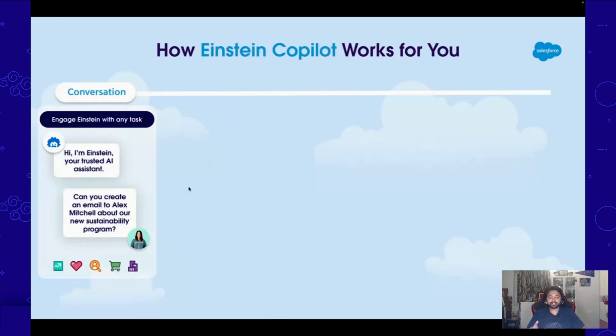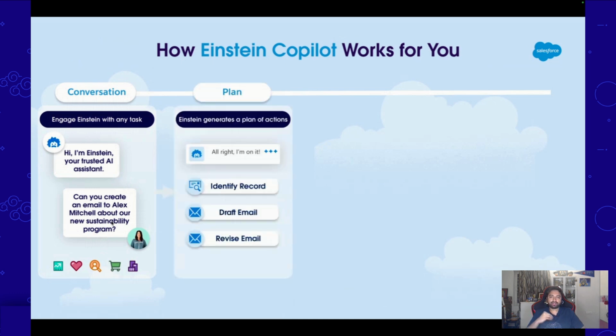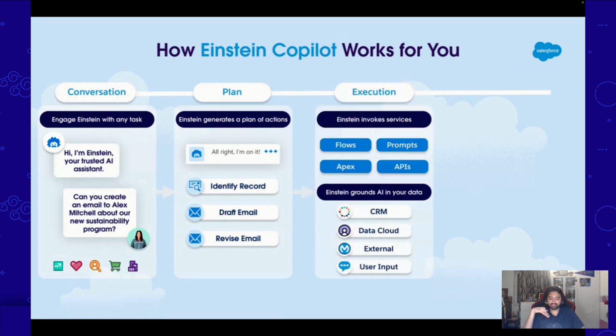Now, how does it really work? Let's say you put in a request in the chat window saying, can you create an email to do so and so. Now, in the background, it's going to create a plan. Based on what you ask, it's first going to understand the intent of what you want to do, and it's going to create a plan of what Copilot has to do. This plan is going to consist of a bunch of different actions. And once it's figured out the sequence of actions it needs to take, it's going to invoke all those actions.